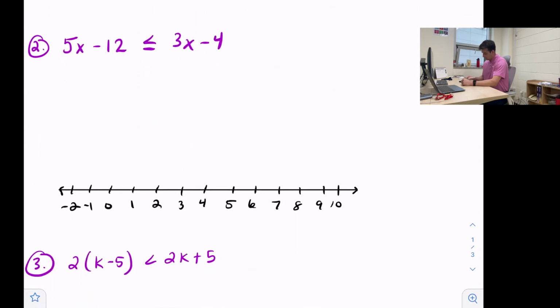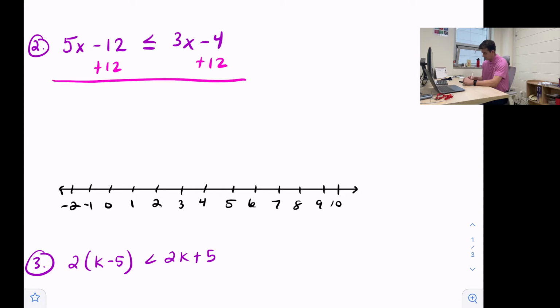All right, number 2. 5x minus 12 is less than or equal to 3x minus 4. So we have variables on both sides here, but let's just use inverse operations to get the variable by itself. So let's go ahead and add 12 to both sides. And we're left with 5x is less than or equal to 3x plus 8.